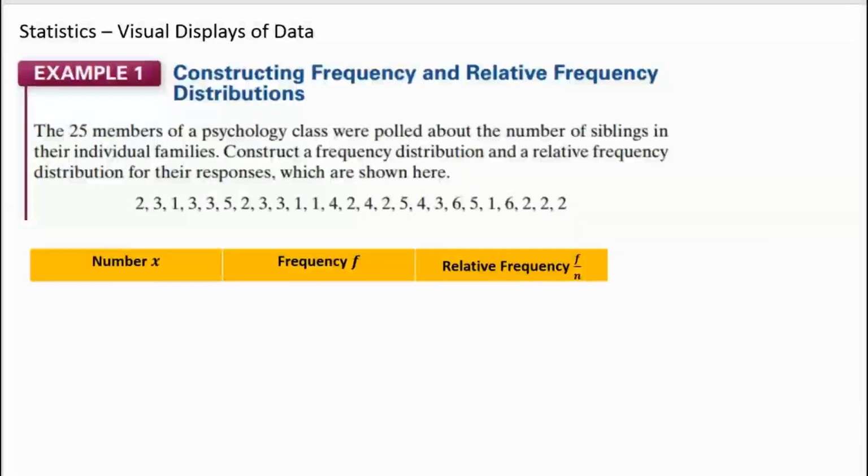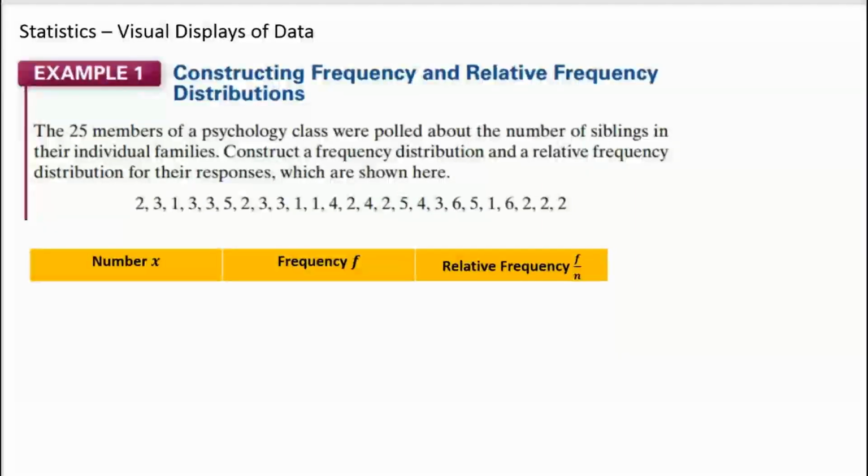Okay, so for our first official, I'd say formal, example for this section about visual displays of data, we've got 25 members of a psychology class who were polled about the number of siblings in their individual families. Construct a frequency distribution and a relative frequency distribution for their responses, which are shown here. So this is something that you'll need to do with data. And to do this, well, let me go ahead and tell you, you're going to need a table.